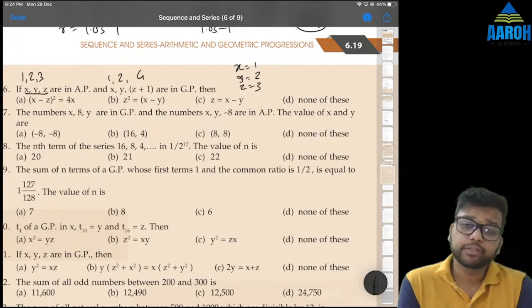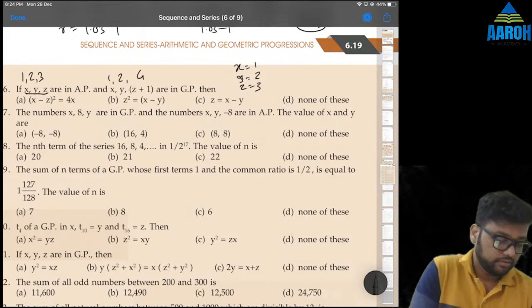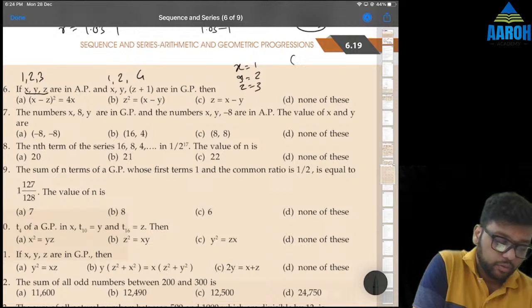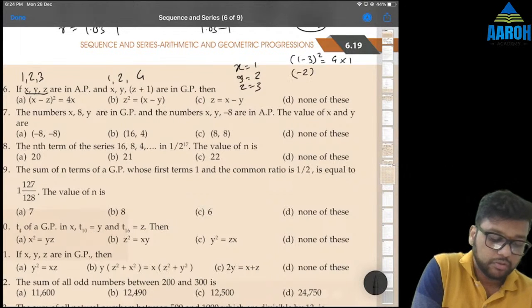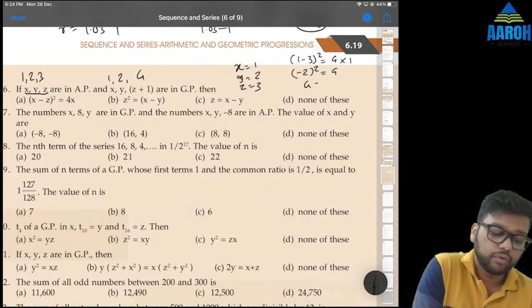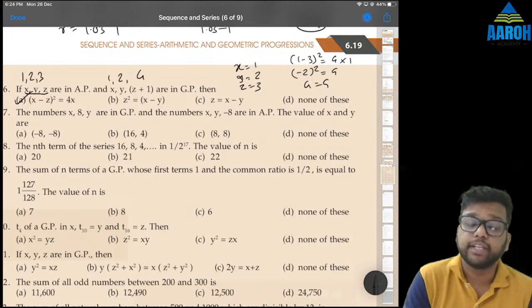X minus Z bracket square is equal to 4x. X minus Z is 1 minus 3 bracket square is equal to 4 into 1. 1 minus 3 is minus 2. Minus 2 square is equal to 4. 4 is equal to 4. Option A is the correct answer. Check.